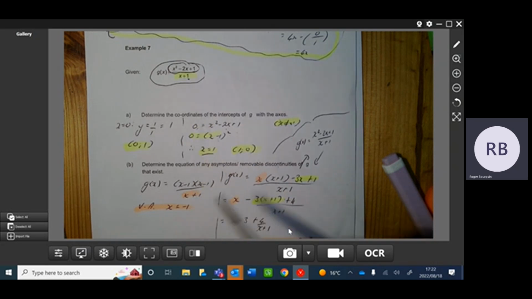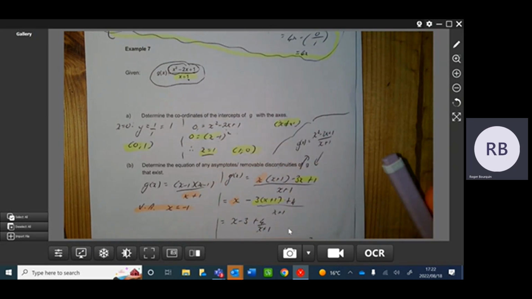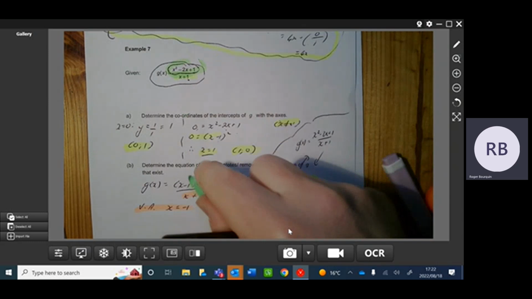So I get 0 is equal to x squared minus 2x plus 1, which factorizes to x minus 1 squared. So when y is 0, x is equal to 1.